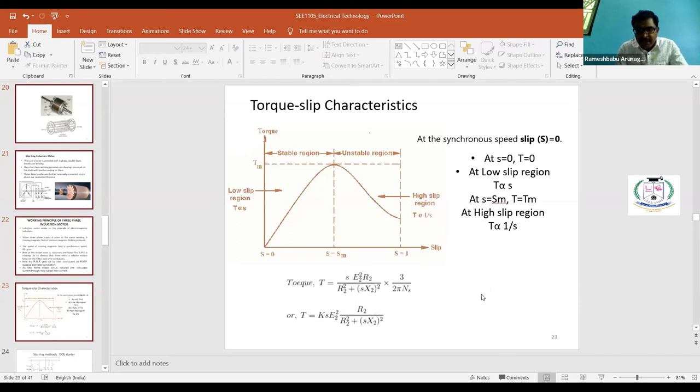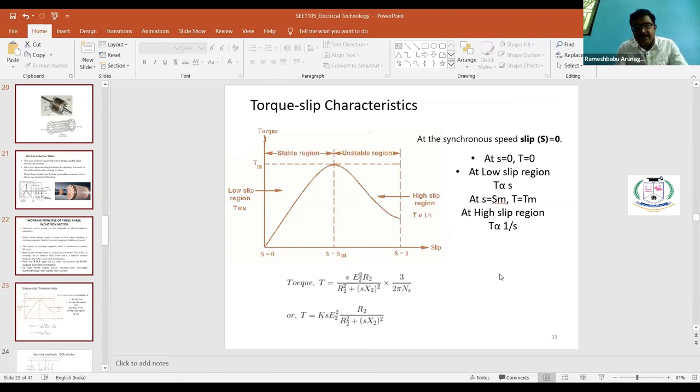And then high slip, this is called the unstable region. The slip value is higher, so s into x2 whole square is very high compared to r2 square. So r2 square can be eliminated. Now in the high slip region, torque is inversely proportional to s, so torque is proportional to 1 by s. When I use this, I get a rectangular hyperbola curve.